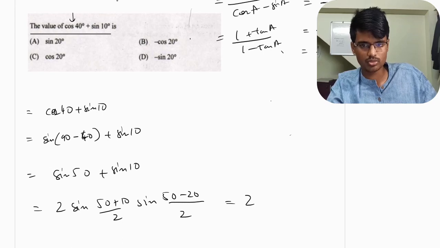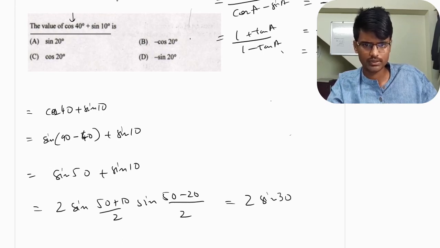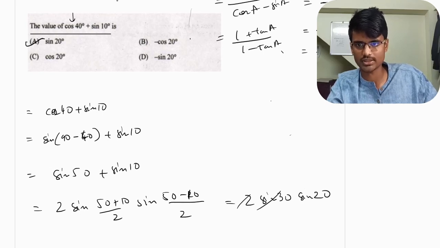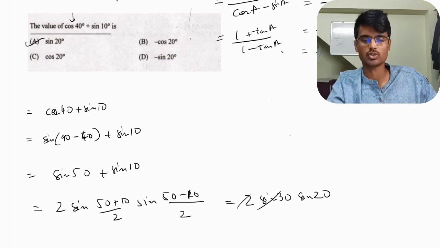which is nothing but 2 sine 30, sine 15. Oh, just a minute. 50 minus 10, 40. 40 by 2 is 20. Sine 30 is 1 by 2. So this gets cancelled. The correct answer is sine 20. Correct answer is option A. So this is how you can solve this question.